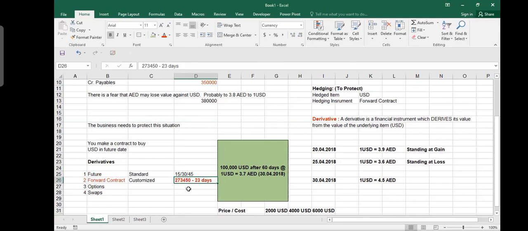I don't need it in 15 or 30. So if I've got a specific requirement, I go for a forward contract. But if I can live with the standard terms and conditions, I will buy a future. Okay, then comes the options. Sir, which is cheaper? Like if we go into a market and compare, is a future contract cheaper, or a forward contract? A forward contract is expensive, a future is cheap.